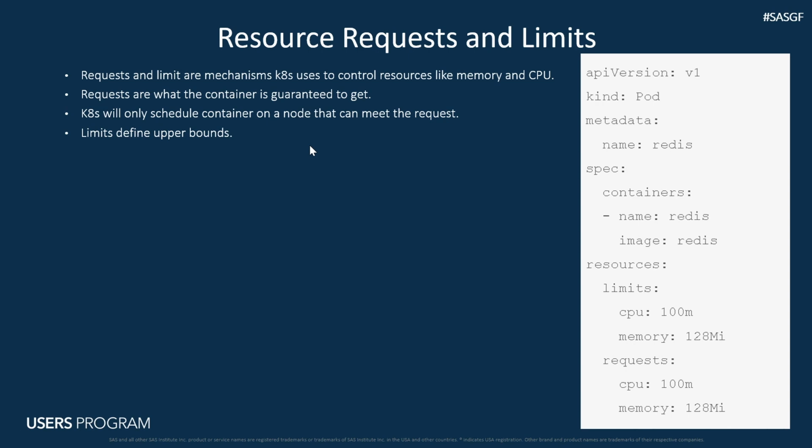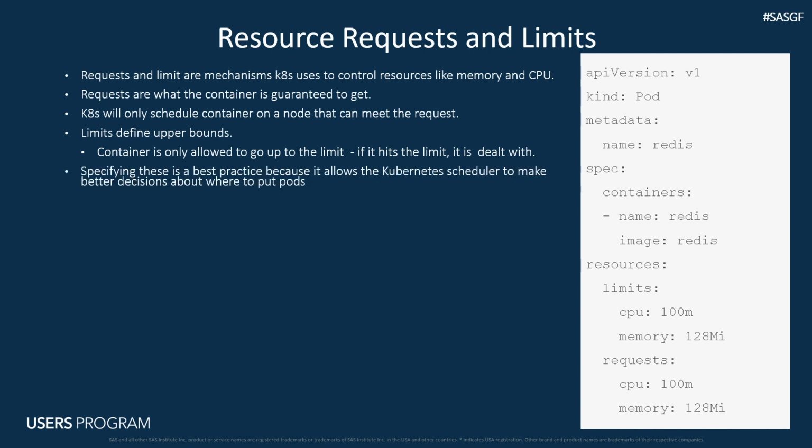Again, that's why we say think about limits as a max. A container is only allowed to go up to the limit. If it hits the limit, it's going to be dealt with. And we'll talk about what that means in a moment, how the system reacts to things that go over the limit or threaten to consume all the system resources. Specifying the resource requests and limits is a best practice because it allows the Kubernetes scheduler to make better decisions about where to put pods.